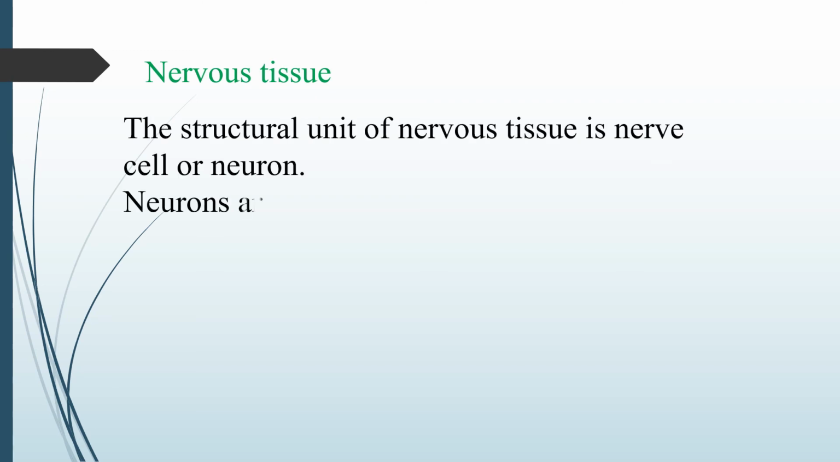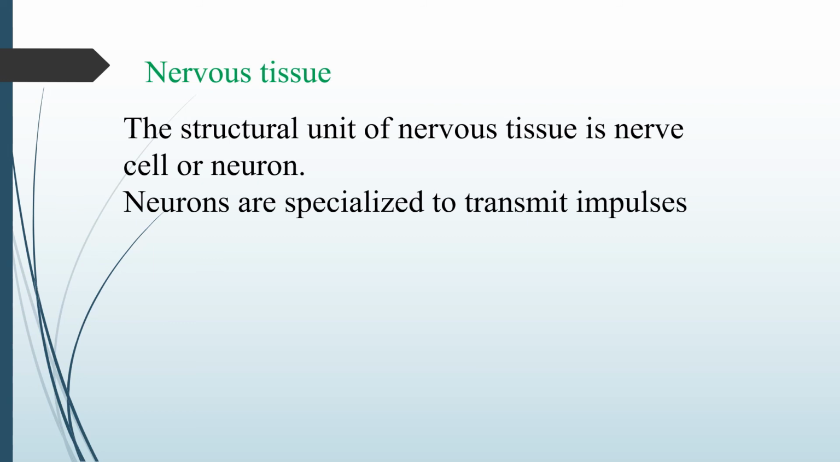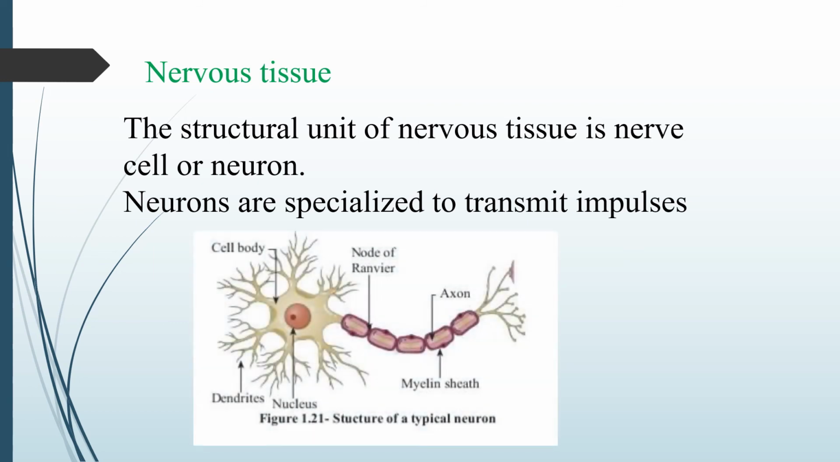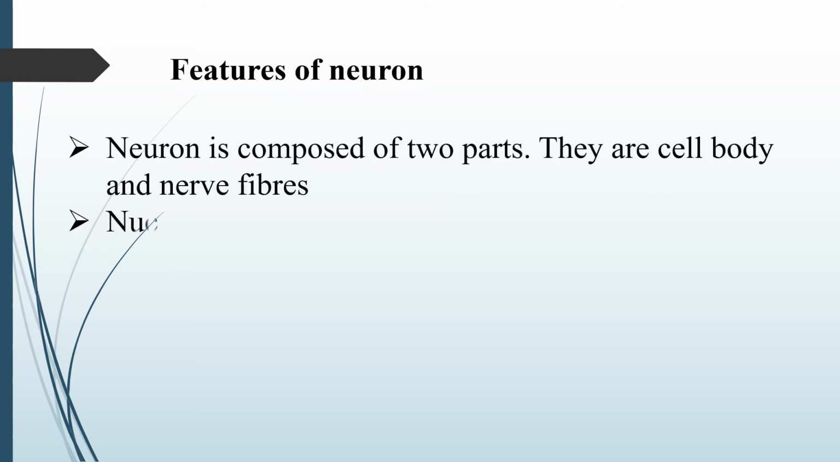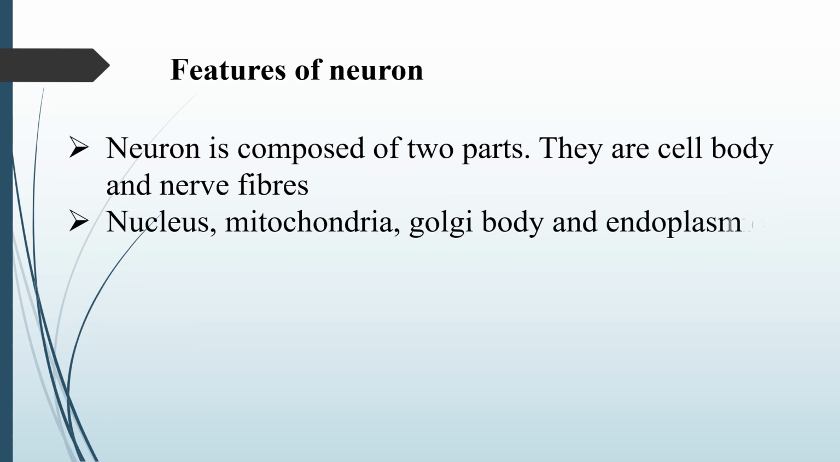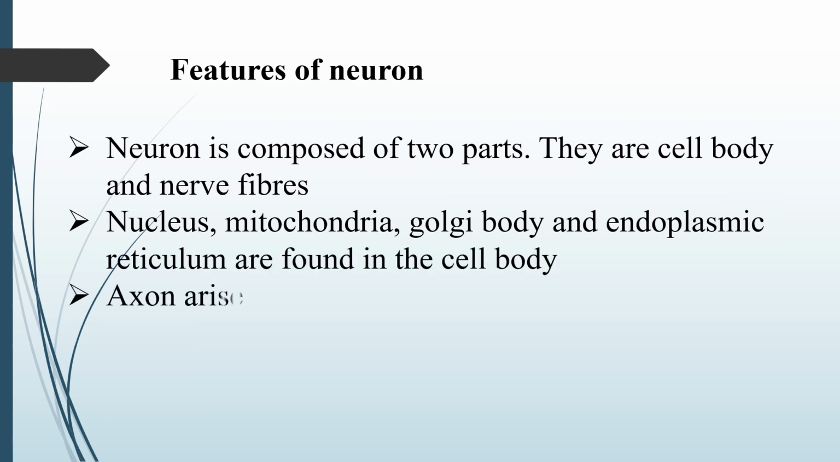Next animal tissue type, nervous tissue. The structural unit of nervous tissue is the nerve cell, or we call it a neuron. Neurons are specialized to transmit impulses. Features of the neuron. A neuron is composed of two parts. The two parts are the cell body and nerve fibers.